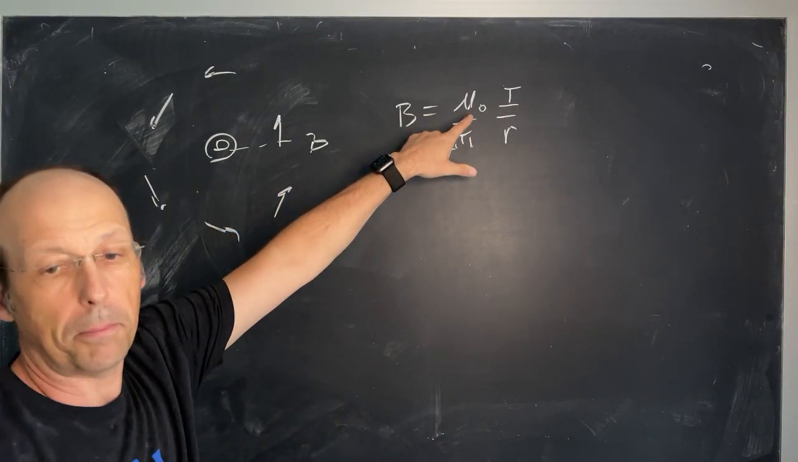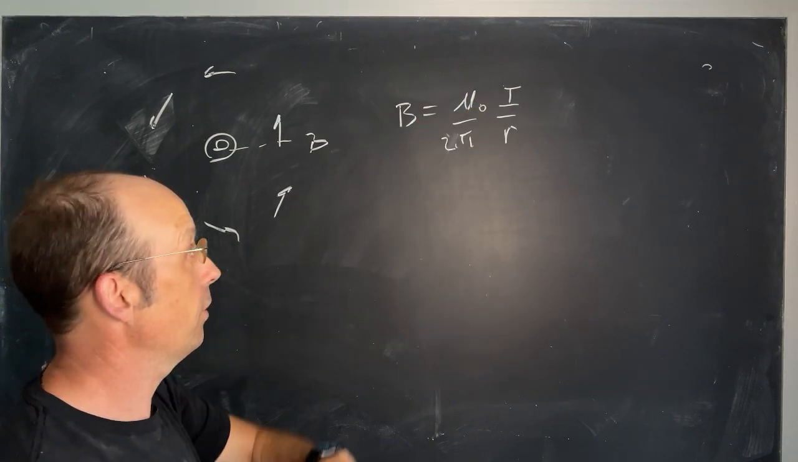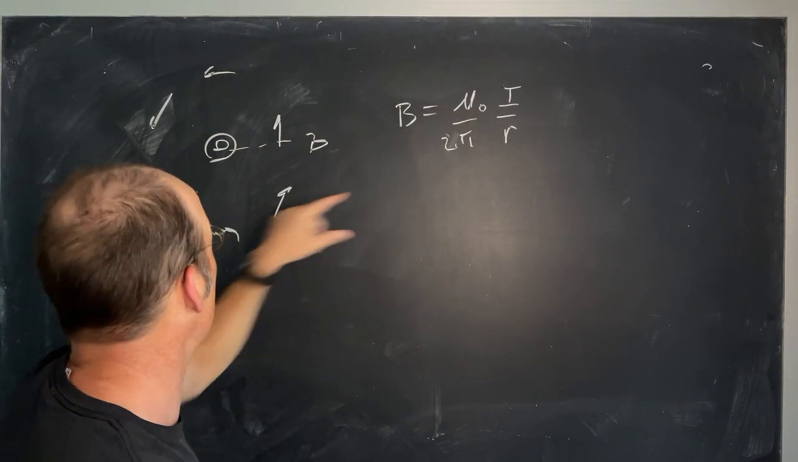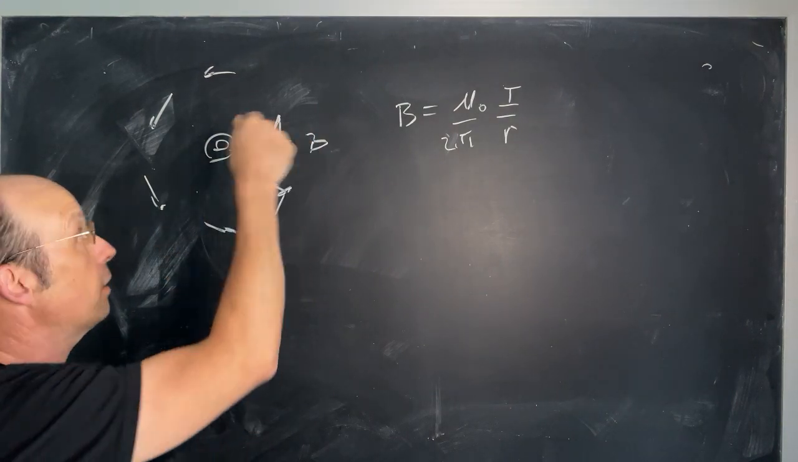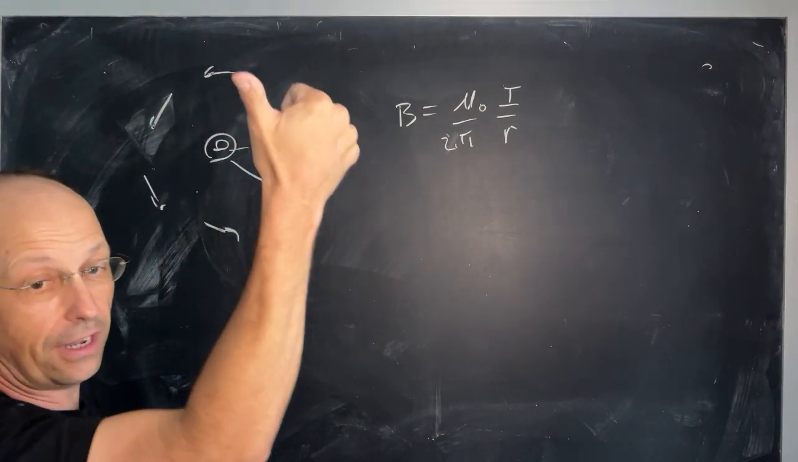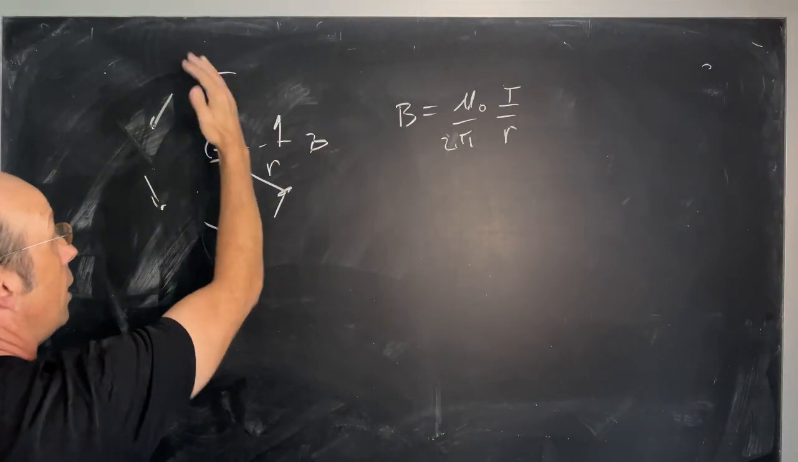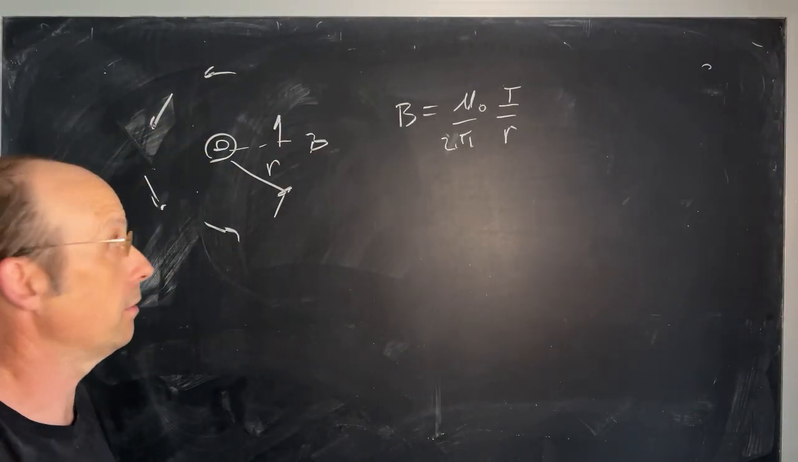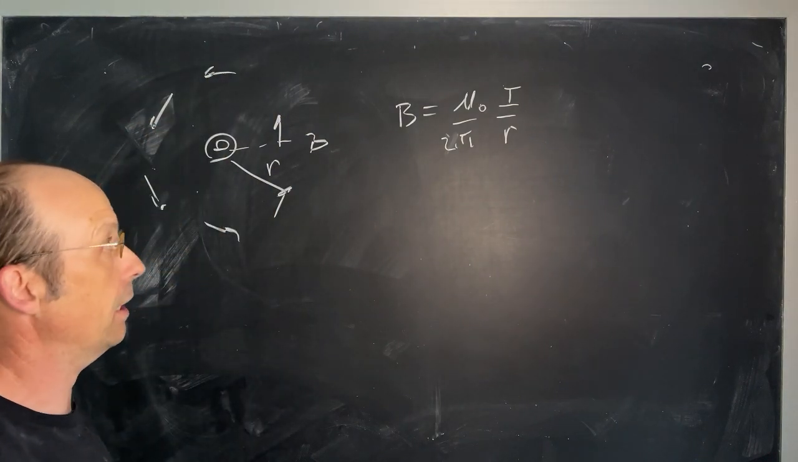So mu naught is just a magnetic constant, just like k was the electric constant for electric fields. I is the current, R is the distance from the wire. And then we can use our right hand to determine the direction of the field. If you take the thumb and put it in the direction of the current, it shows you the direction of the magnetic field that goes around in circles. That is kind of important. We'll do some problems with that later, though.